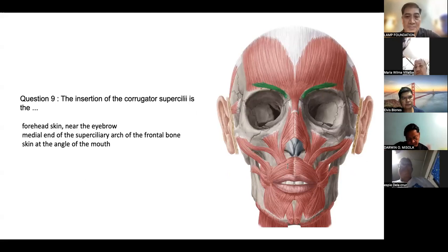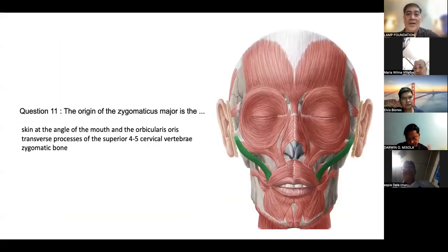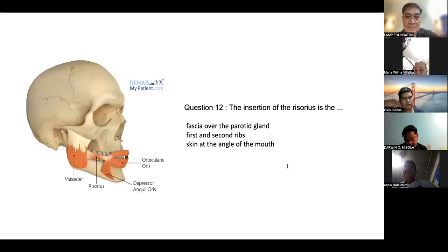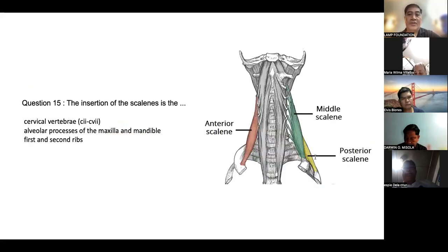Origin of the risorius: the fascia over the parotid gland. Origin of the zygomaticus major: zygomatic bone. Very good. Insertion of the risorius: skin at the angle of the mouth. Origin of the zygomaticus minor: the zygomatic bone. Origin of the scalenes: cervical vertebrae C2 to C7, all of them: 2, 3, 4, 5, 6, 7. Insertion of the scalenes: first and second ribs.